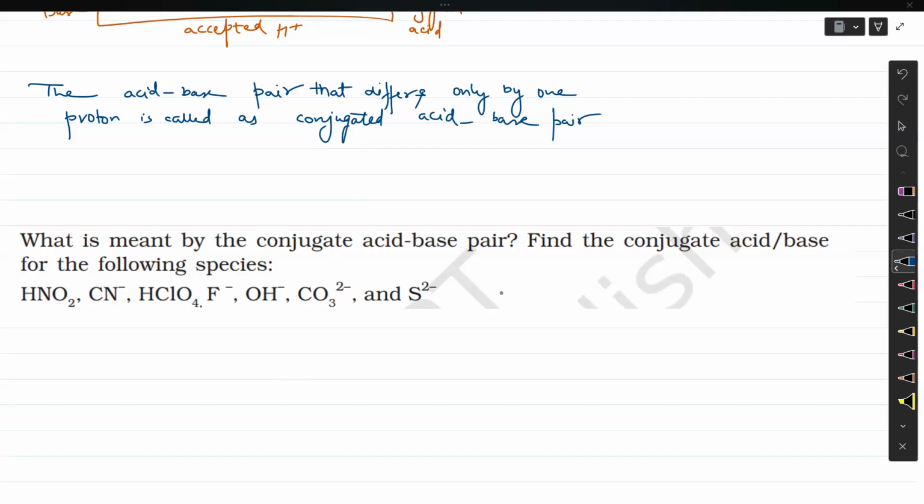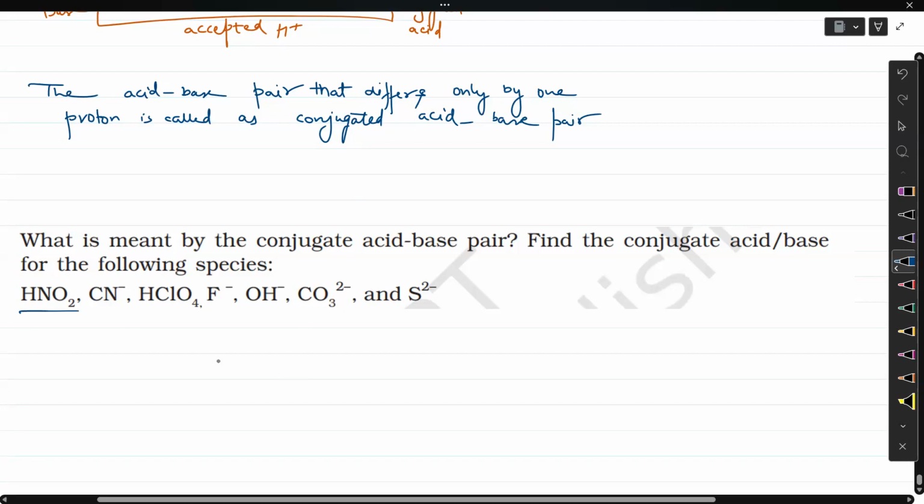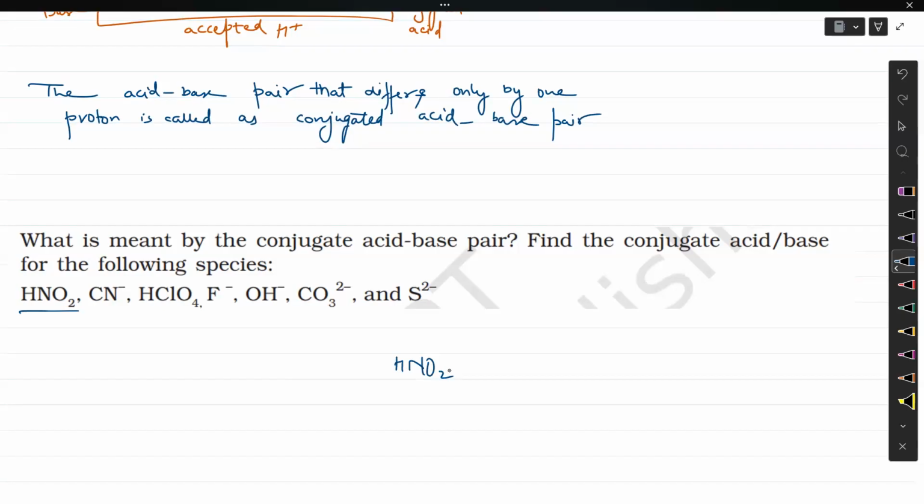Yes, sir. So let's take the first example, HNO2. It's a very good example. We have taken HNO2. Let's see how to make its conjugate base and conjugate acid. So let's assume it is acting as an acid, right? So it will donate H plus, right? Yes or no?